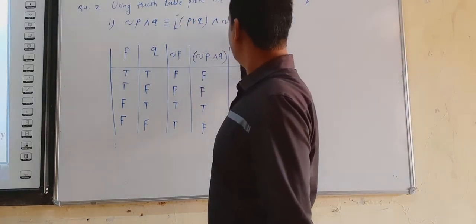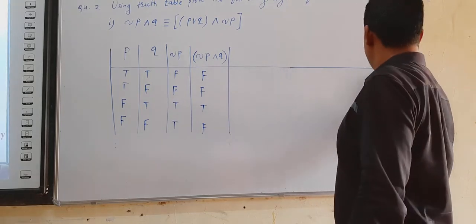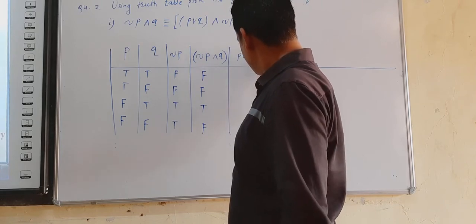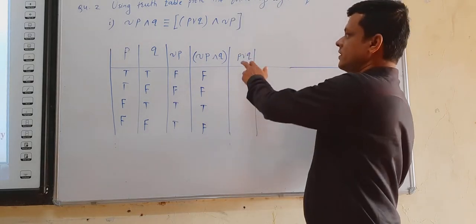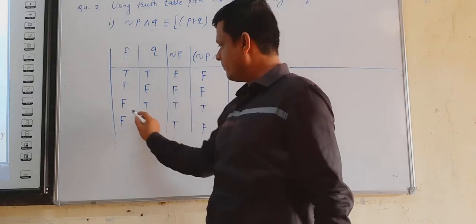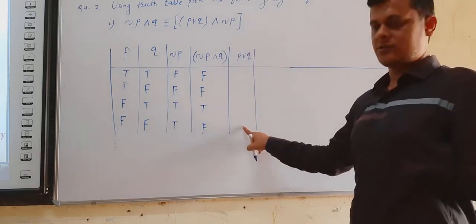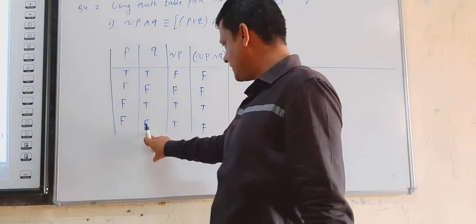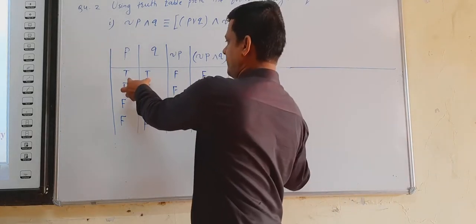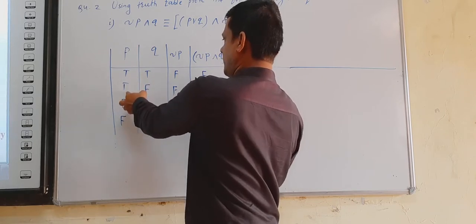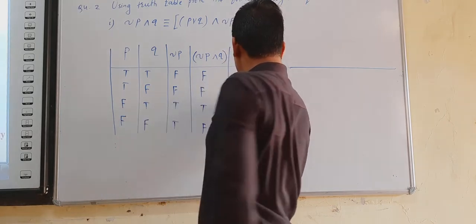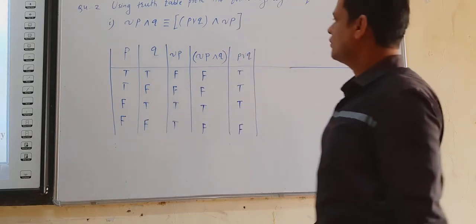Now, there is no need to make a separate truth table for the RHS statement. So, we use the same truth table. Now, prepare the column P or Q. We have to use the disjunction for the statements P and Q. In this disjunction, if both the statements are false, then its result is false, otherwise true. Here both the statements are false, therefore its result is false. Here both the statements are not false, therefore it is true. Here again both the statements are not false, therefore it is true.